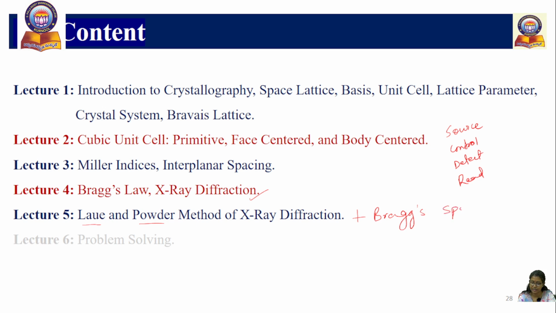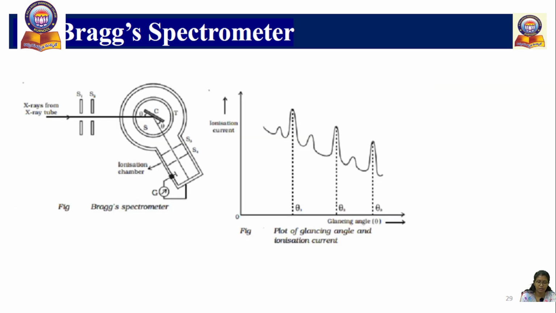See, Bragg's law is the foundational law for X-ray diffraction. It is a law because of experimental validation, and Bragg's spectrometer gave that validation to Bragg's law in the beginning. Laue's method and the powder method all use Bragg's law, but Bragg's spectrometer was the experimental method which was started in the beginning, right? So we shall move to our first method, that is Bragg's spectrometer.